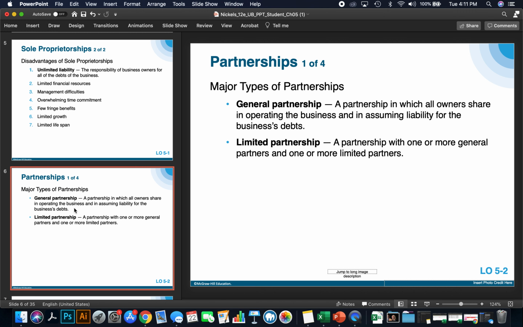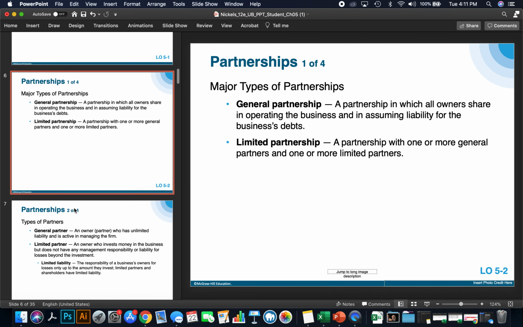So let's talk about partnerships. There's two major types of partnerships: a general partnership, which is where all the owners share in operating the business and assuming liability for the debts of that business, or a limited partnership, where there's a partnership with one or more general partners and one or more limited partners. Now, limited partners don't have full authority over the business, but they're technically a partner and can help contribute towards making those decisions. You'll often see limited partners as a law firm.